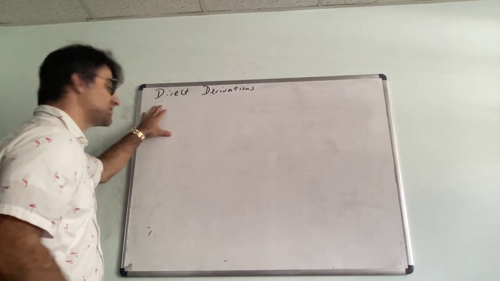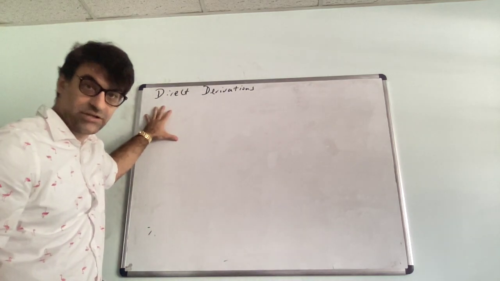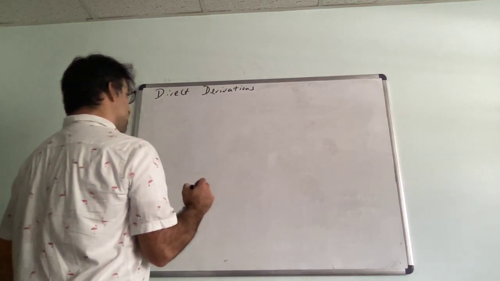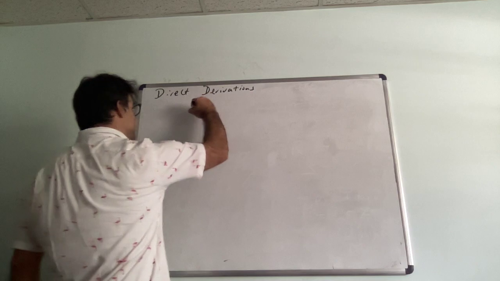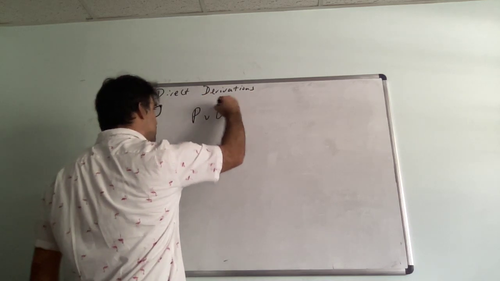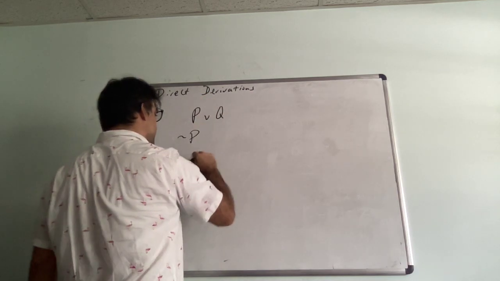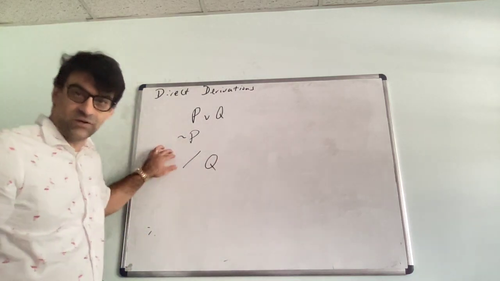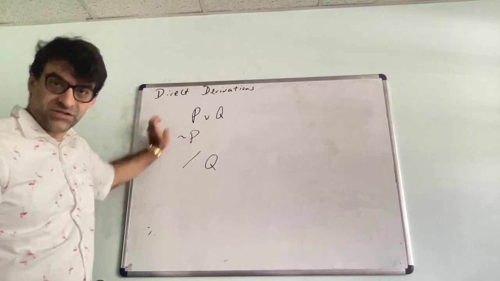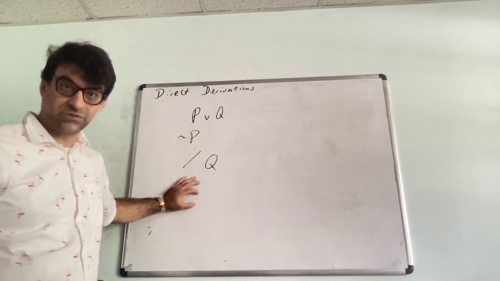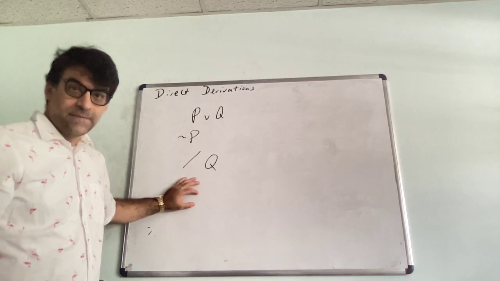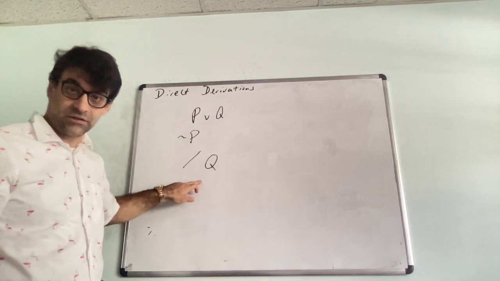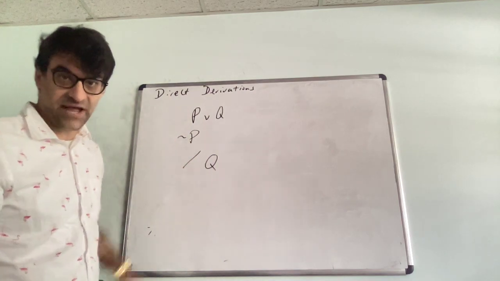Direct derivations takes this idea of logical implication and applies it to argument. So let's look at a simple argument. P or Q, not P, therefore Q. The slash will be our sign for conclusion. P or Q, not P, therefore Q. One of these is true, but P is false. It follows that Q is true. These two premises together logically imply the conclusion. If both premises are true, the conclusion has to be true.